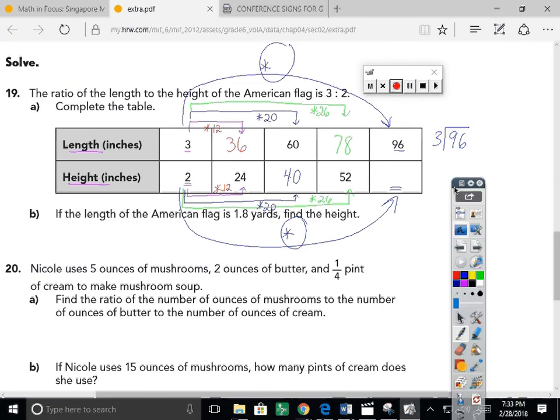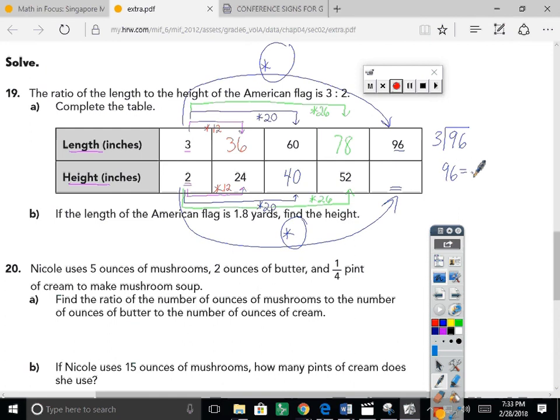Or you could try number bonds. We could turn 96 into, how about 30 plus 30 plus 30 plus 6 more? I did that because I noticed 30's divide nicely by 3's, don't they? Just food for thought. I'm not going to finish this last piece for you. I'm just going to let you think about that for part A. See if you can fill out that last piece. I already got you started.